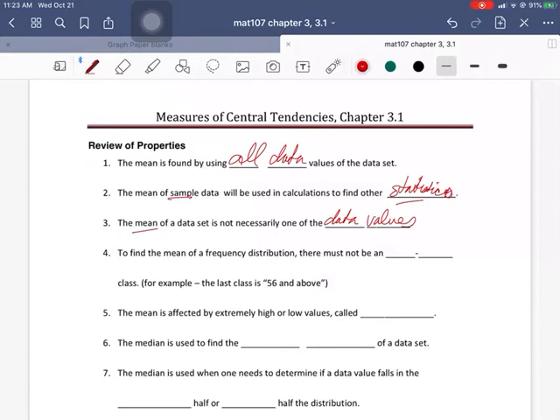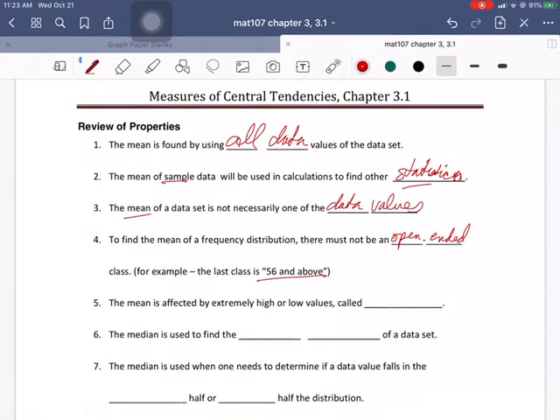To find the mean of a frequency distribution, there must not be any open-ended classes like 56 and above. That's not going to work for finding the mean of a frequency distribution. The mean is affected by extremely high or low values called outliers.